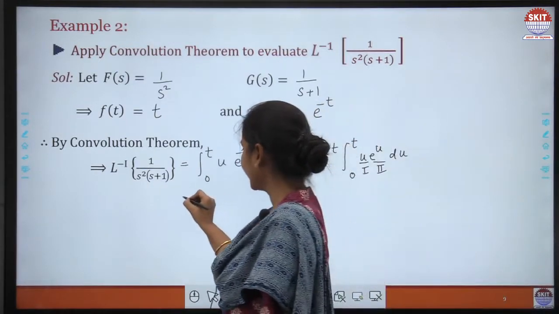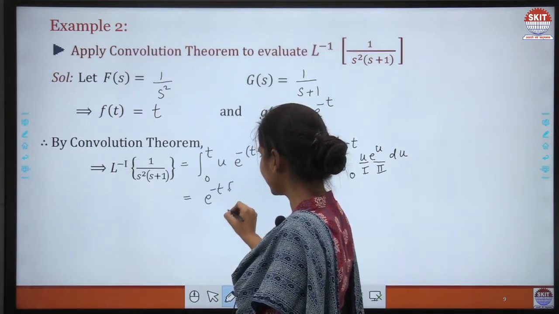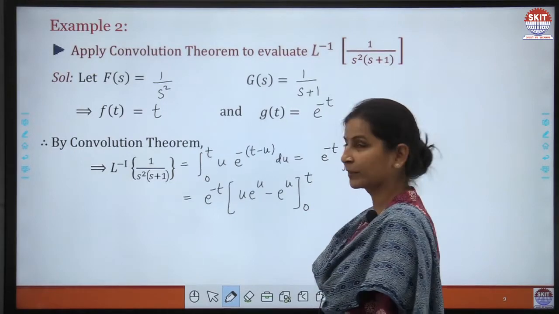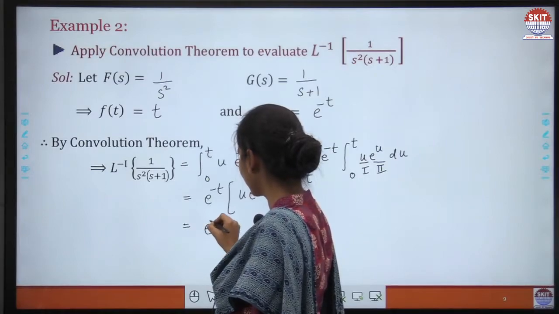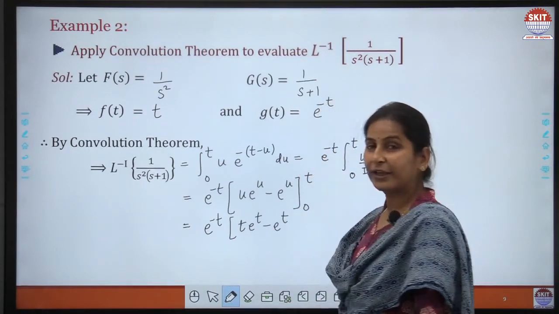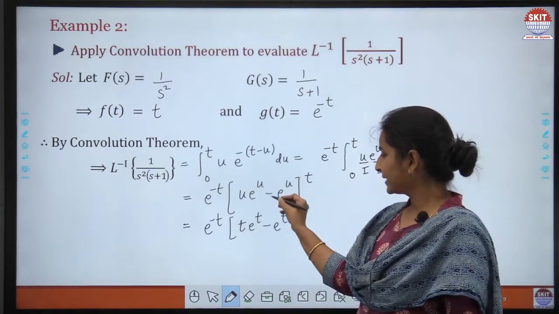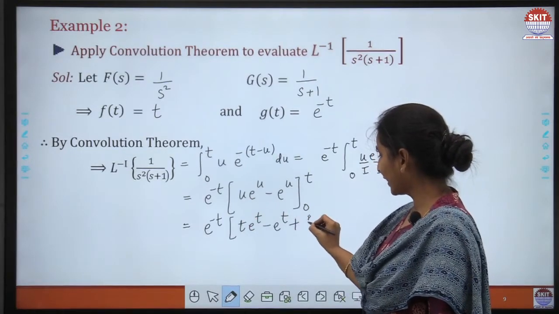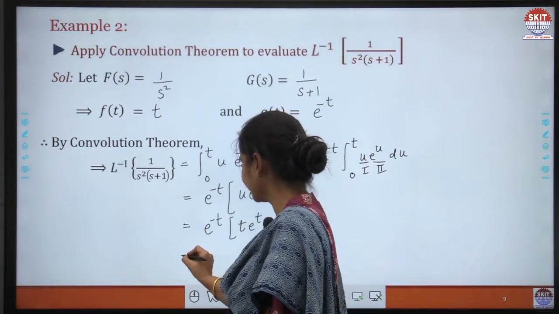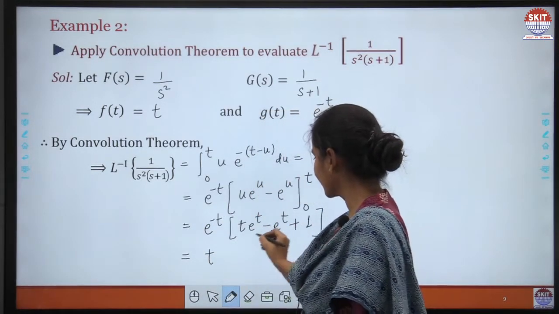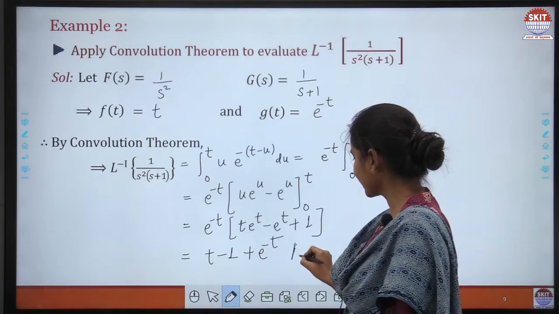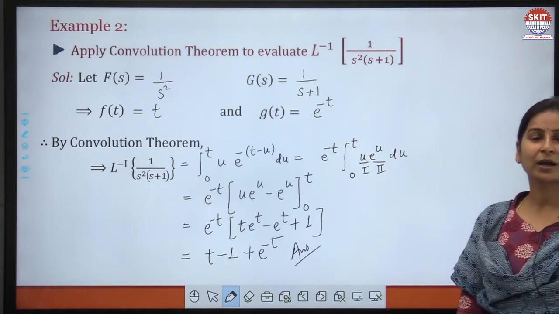So integrating it by parts, I get the result as e to the power minus t as such. Then I have u e to the power u minus e to the power u from the limit 0 to t. Now replacing upper and lower limits, again I can write down the result as e to the power minus t. This becomes t e to the power t minus e to the power t, and when I put the limit 0, the first term becomes 0, the second term minus and lower limit minus becomes plus, and I have the result as 1. Now we can multiply the bracket with e to the power minus t, so I get the result as t, this cancels out, the second term becomes minus of 1 and the last term becomes e to the power minus of t. So this is our inverse Laplace of 1 by s square upon s plus 1.